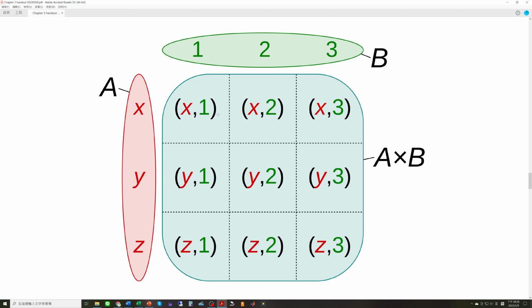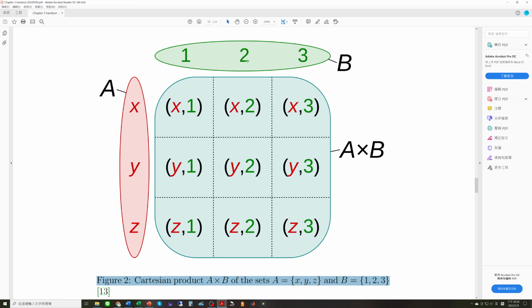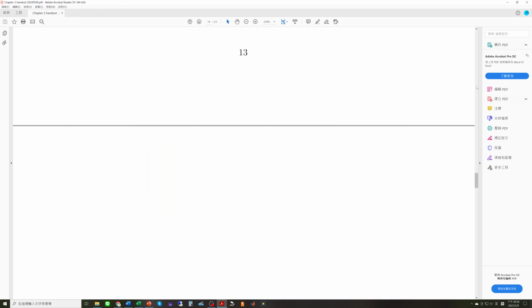The Cartesian product of A and B, denoted by A times B, has 9 ordered pairs, which are x1, x2, and x3, and then y1, y2, and y3, and z1, z2, and z3. Let us go back to the first figure 2.